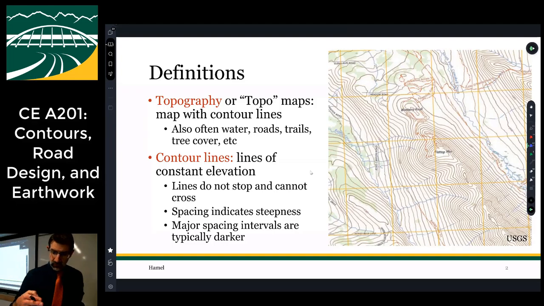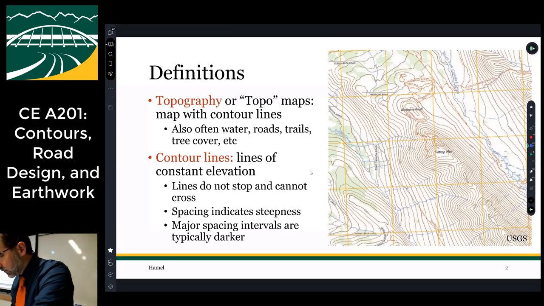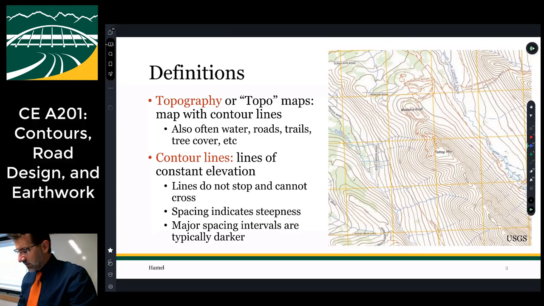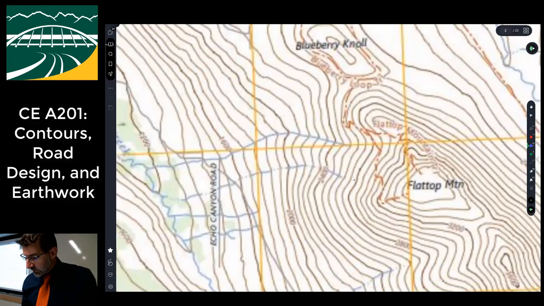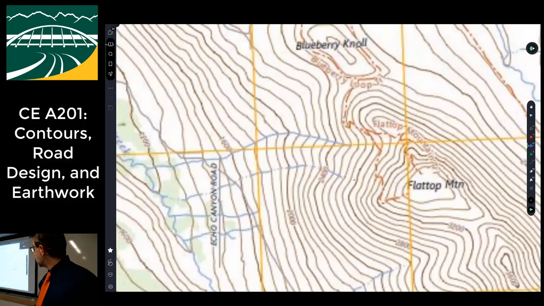is by what we call constant elevation lines. Each one of those little brown lines that you see on the map represents, if you were to walk along that line, you would stay at the same elevation. And that is why Flat Top has a big ring around it, because it's flat, and so there's no peak. So if you stare at topo lines long enough, you can actually see the contours.